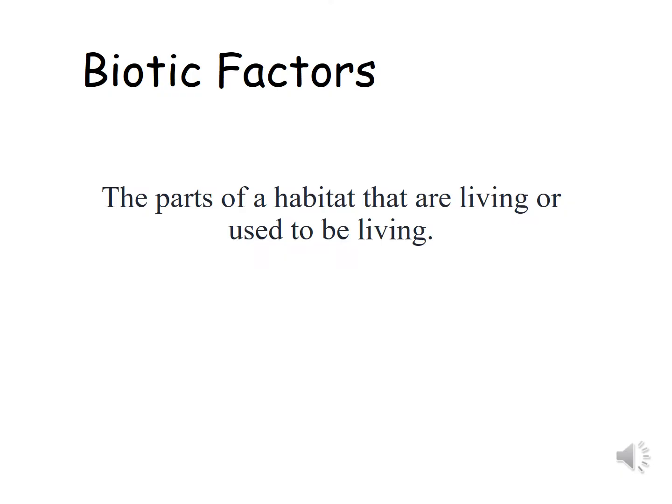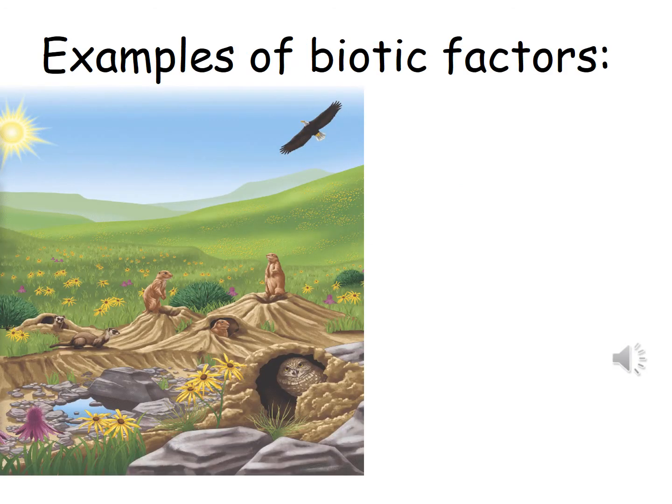So what kind of things do prairie dogs interact with? Well, all organisms interact with two kinds of things, biotic factors and abiotic factors. The biotic factors are the parts of a habitat that are living or used to be living. Take a look at the picture. How many biotic factors can you find? What are some examples of the biotic factors in this prairie dog's habitat?